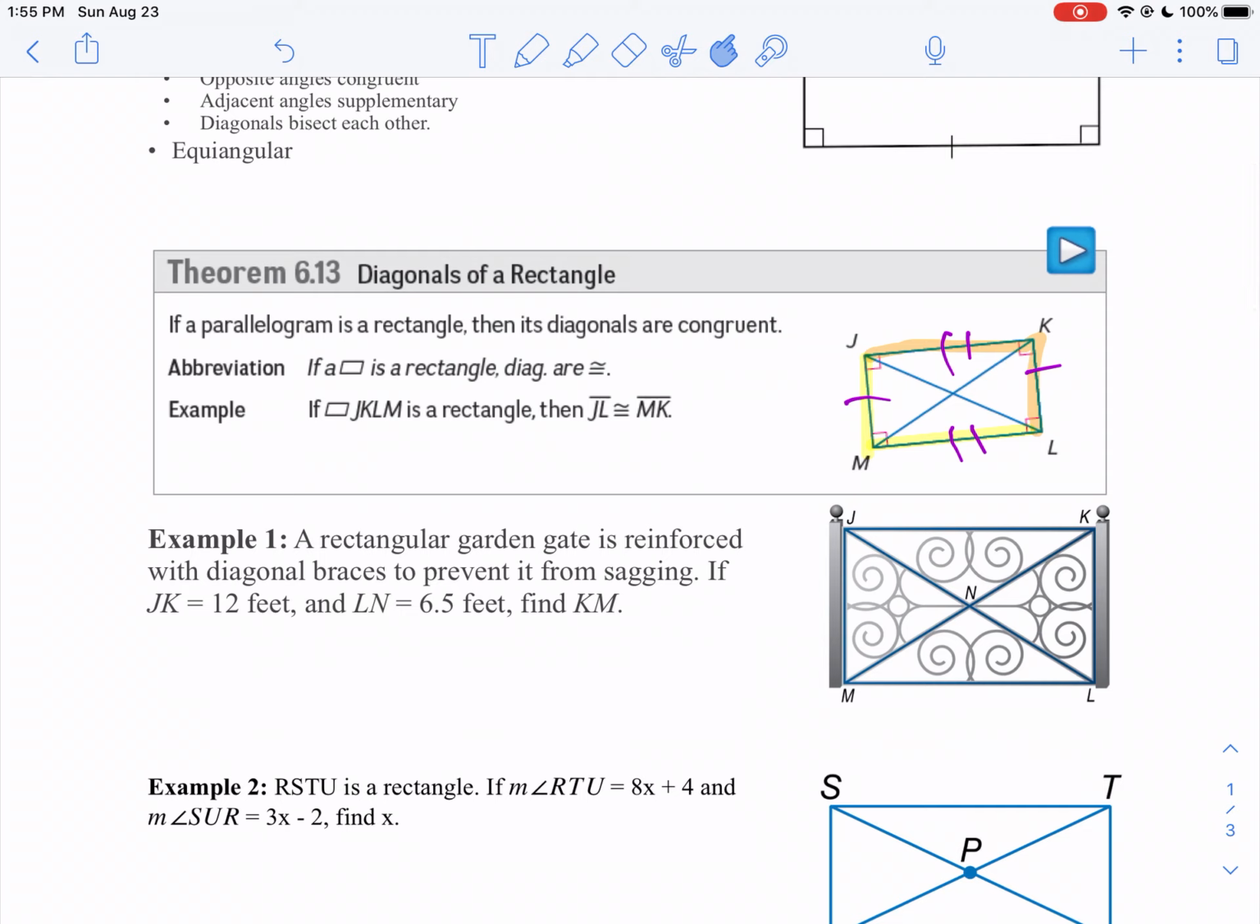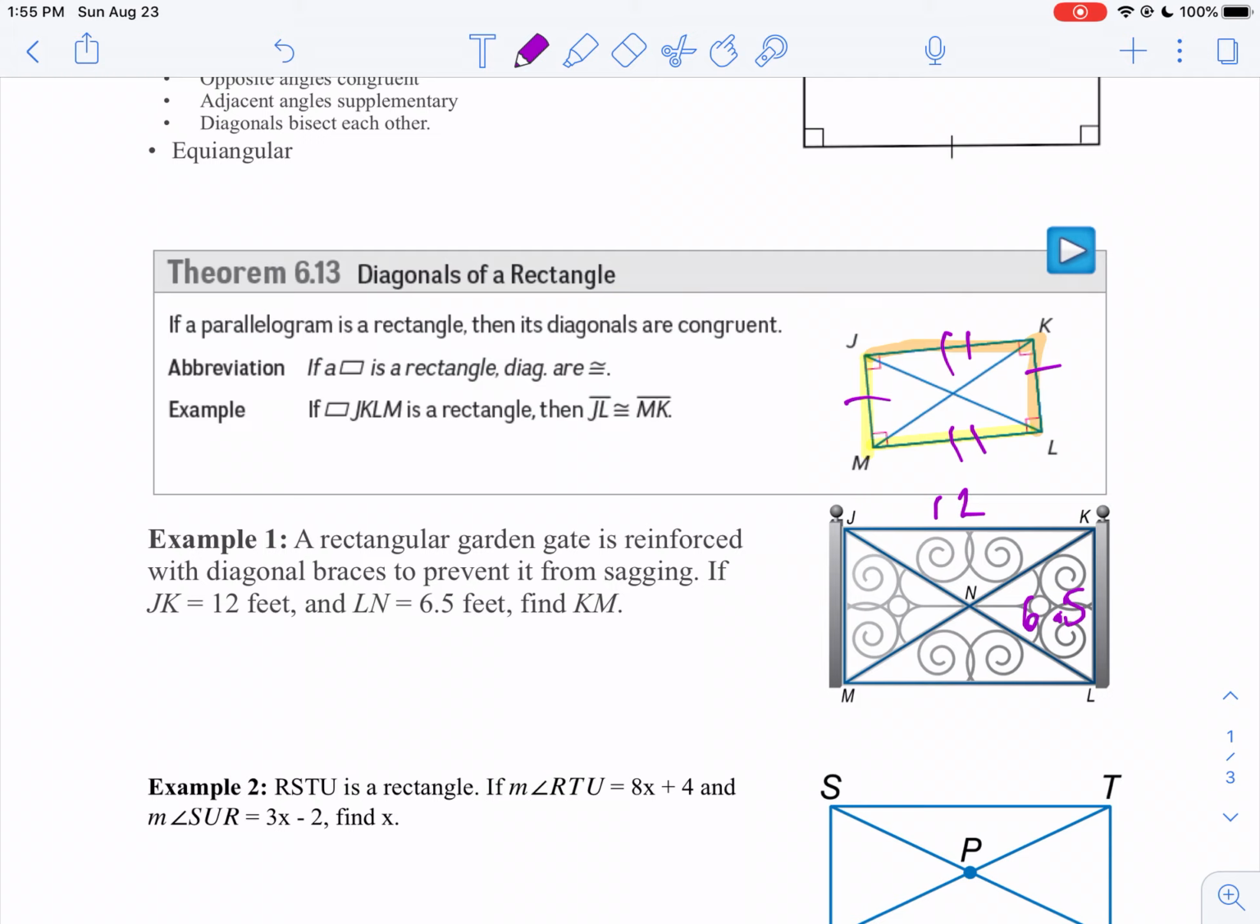If we take a look at example 1 here, it says a rectangular garden is reinforced with a diagonal brace to prevent it from sagging. If J to K is 12 feet, I'm going to mark that for us. J to K is 12 feet. And L to N is 6.5. We want to find K to M.